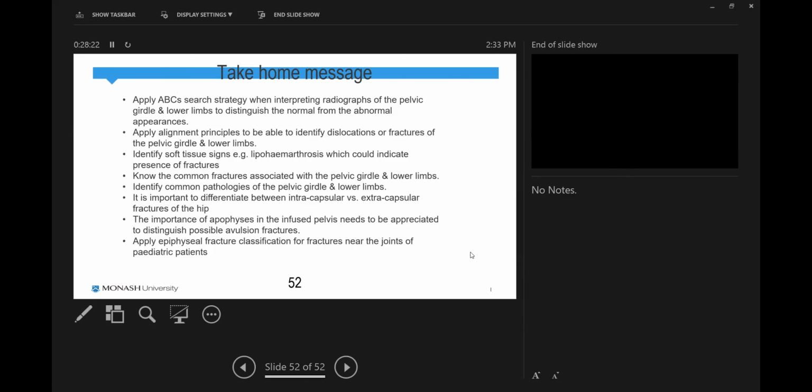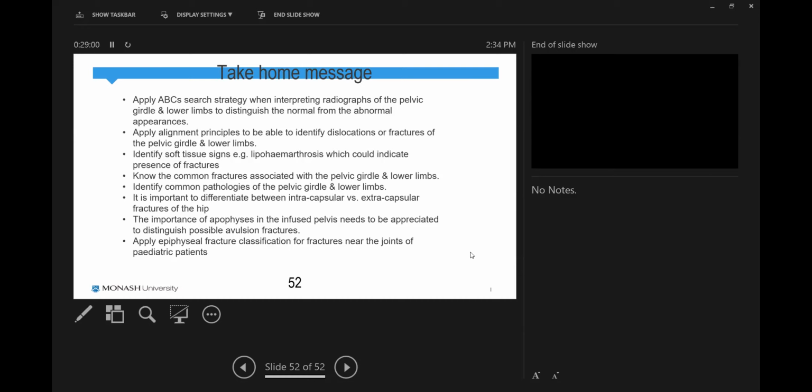So this has now come to the end of the three parts of the pelvis and lower limb image interpretation. So just to remember, always apply the ABC search strategy so that you can distinguish what is normal from abnormal. And as I showed in this presentation, there can be a lot of normal variations as well. And then apply alignment principles to each of the joints so that you can ensure that you identify dislocations or fractures. And soft tissue signs are really useful, and in particular in the knee, lipohemarthrosis.